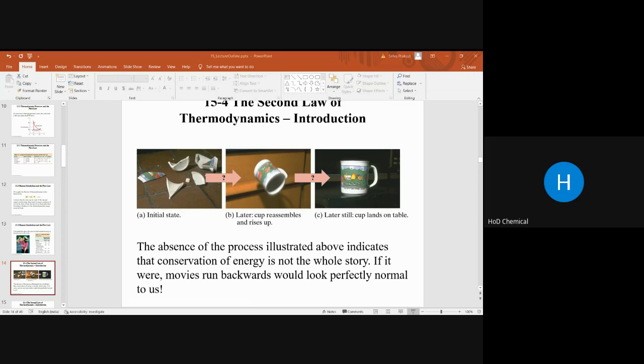There are many ways to state the second law of thermodynamics. Here, heat flows spontaneously from a hot object to a cold object, but not spontaneously from a cold object to a hot object.